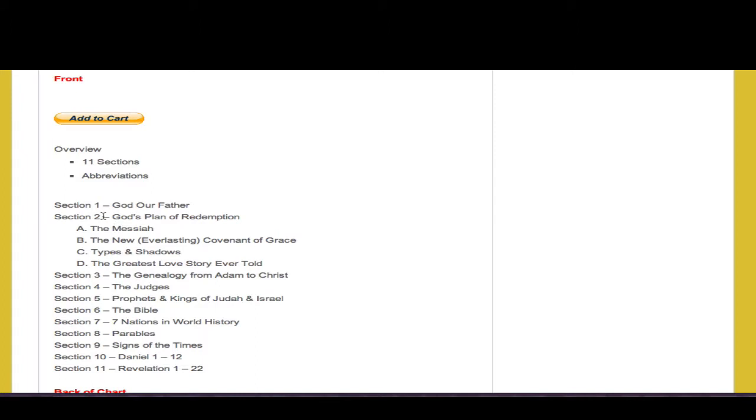The first section of the 11 on the front talks about God our Father. The second section talks about God's plan of salvation, and I have 4 main points under there. The Messiah, the new or everlasting covenant of grace, types and shadows, and then the greatest love story ever told, which is, of course, the plan of redemption.